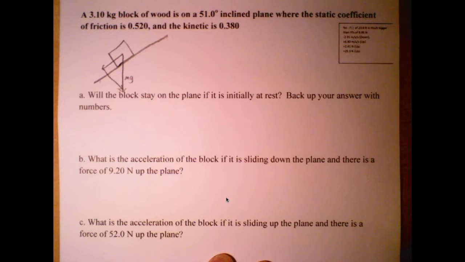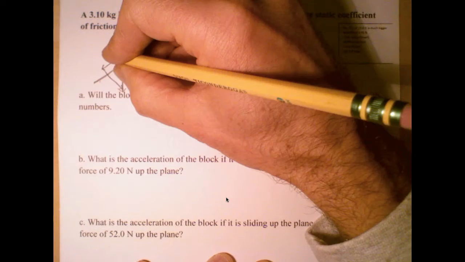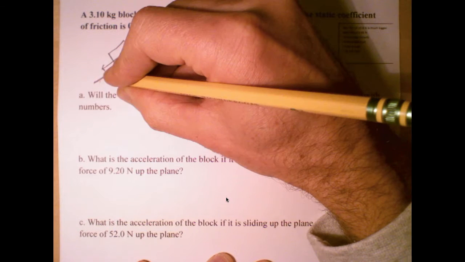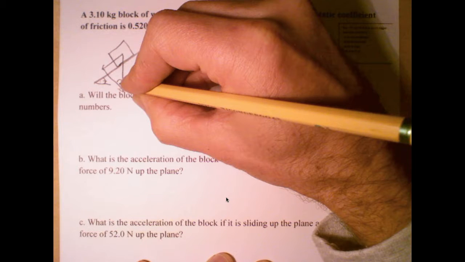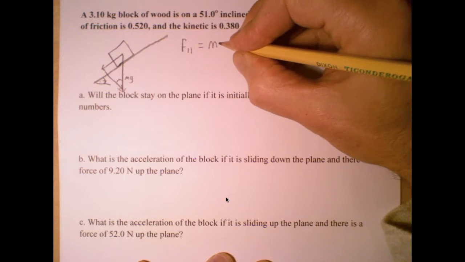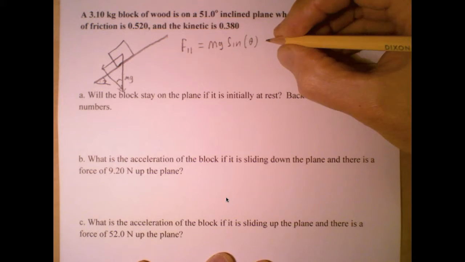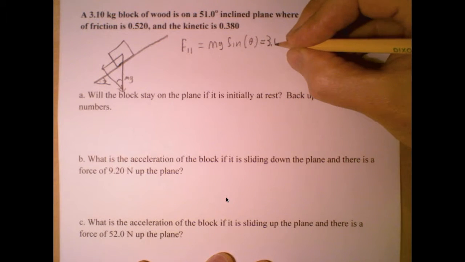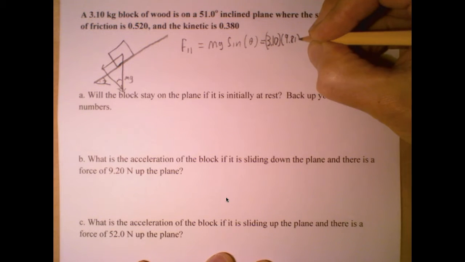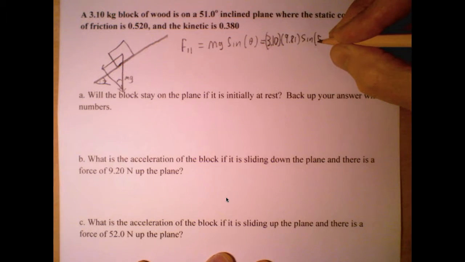Okay. And this part that's acting down the plane, the parallel force, this thing here is the opposite side to this angle. Here's the hypotenuse, that's the opposite side. And these angles are congruent, and so that parallel force right there is equal to mg sine theta, the hypotenuse, right? So that's going to be 3.10 times 9.81 times the sine of 51 degrees. Okay.